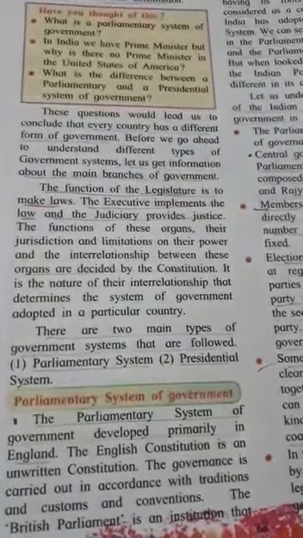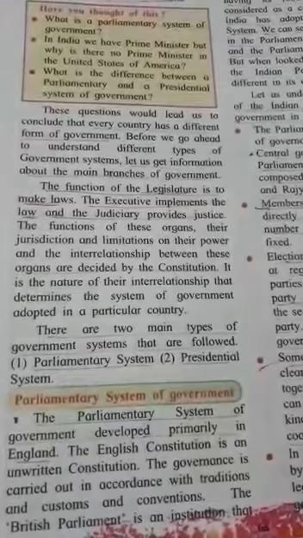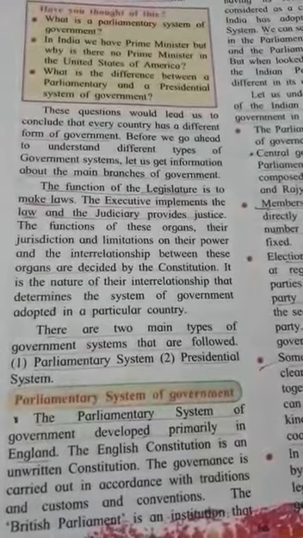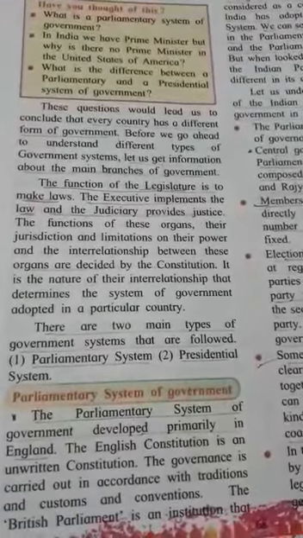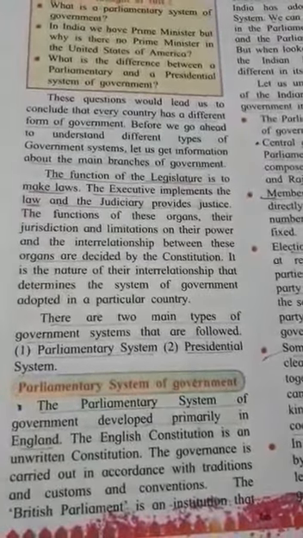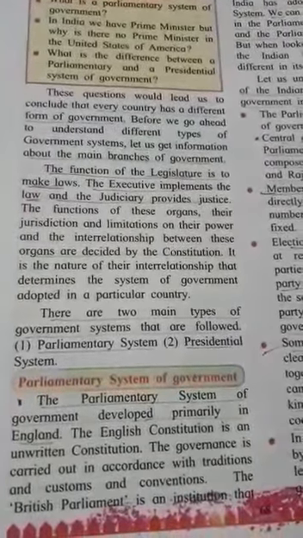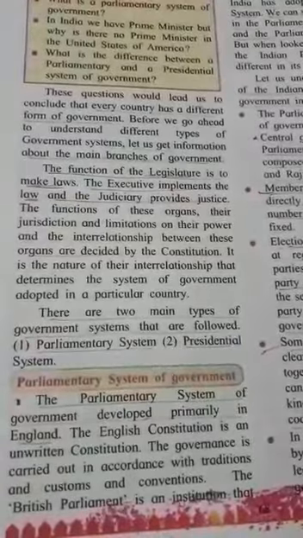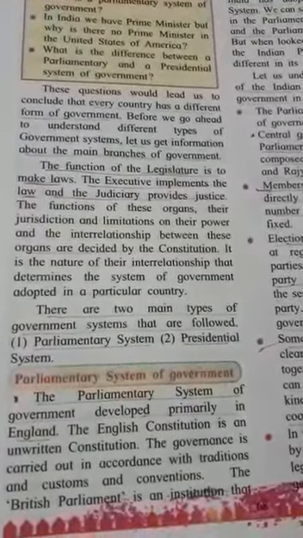The function of the legislature is to make laws. The executive implements the laws and the judiciary provides justice. There are two main types of governmental system that are followed. First one, parliamentary system. Second, the presidential system.